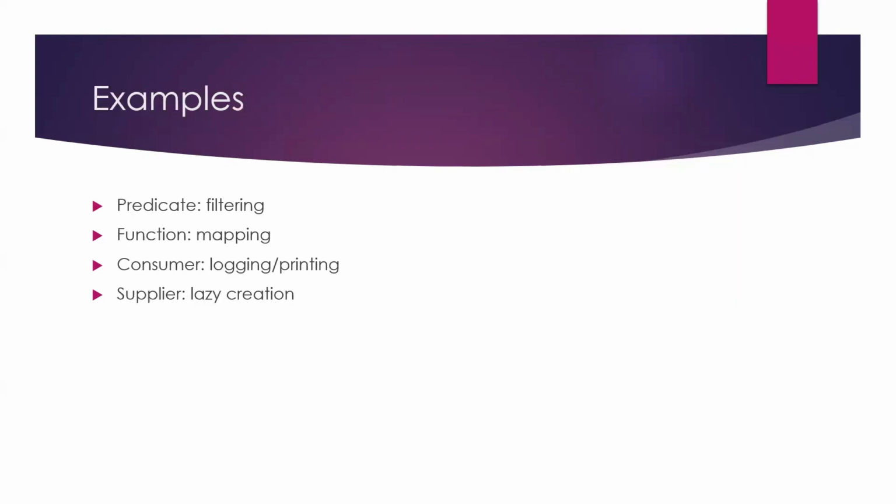Examples of how it's used: predicates are often used for filtering. Function is used for mapping. Consumer is used for logging and printing. Makes sense. It takes in a value, and even though it doesn't return anything, you can still log and print to the console or anywhere else you want to print to. And supplier, lazy creation. You don't take in anything, but you return a value.